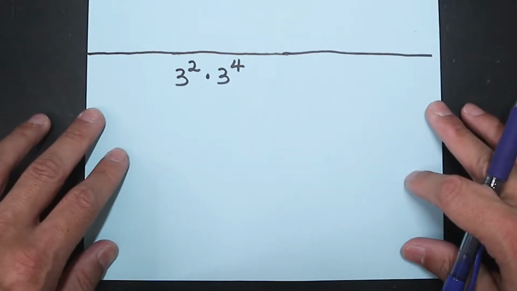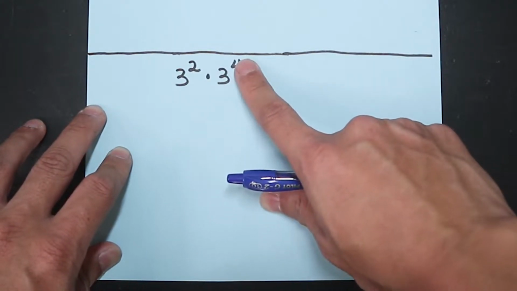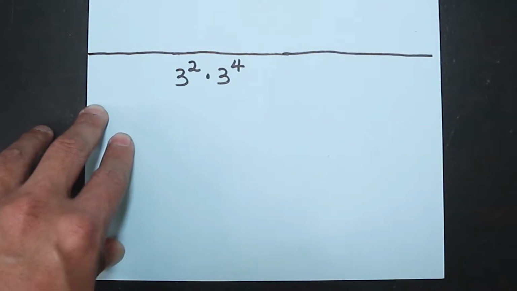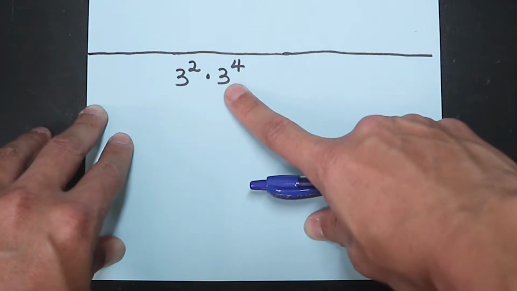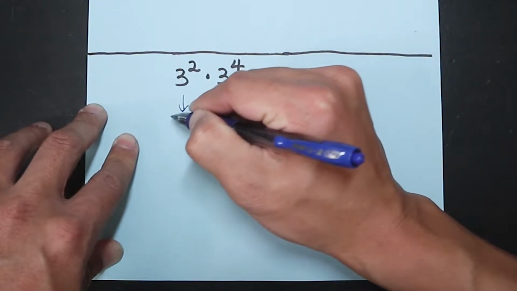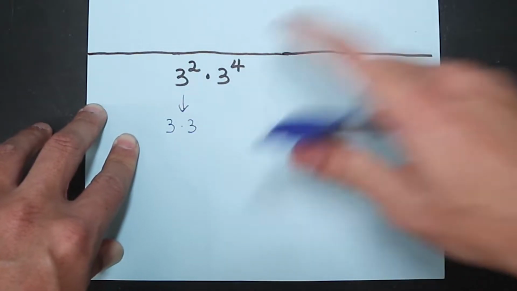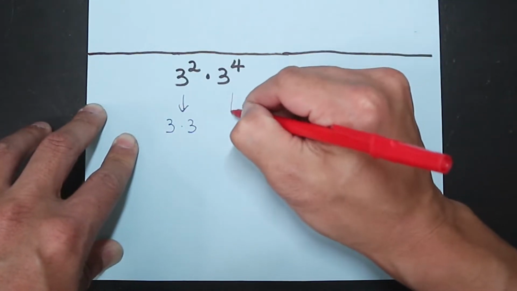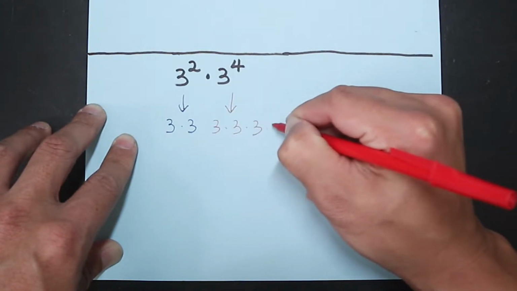Well, the second discovery would be this right here. If you have 3 squared times 3 to the 4th, let's actually do this without a calculator. So we're not too concerned what 3 squared equals, and we're not concerned what 3 to the 4th power equals, but let's write it out. Well, 3 squared means 3 multiplied by itself 2 times. That's what 3 squared is, right? Well, then what about 3 to the 4th? It's going to be 3 multiplied by itself 4 times like this.